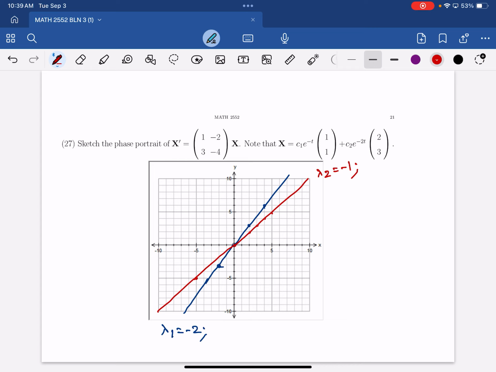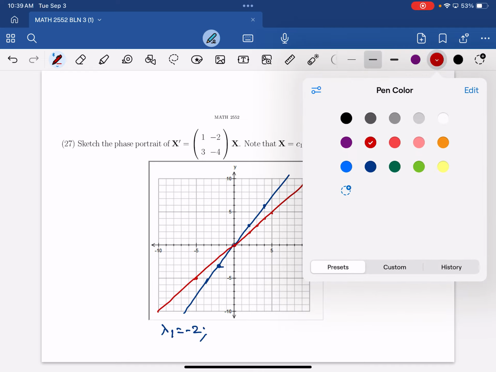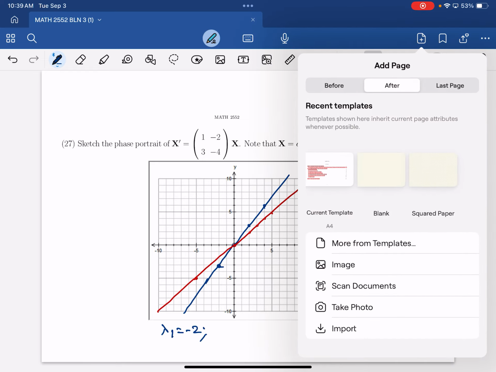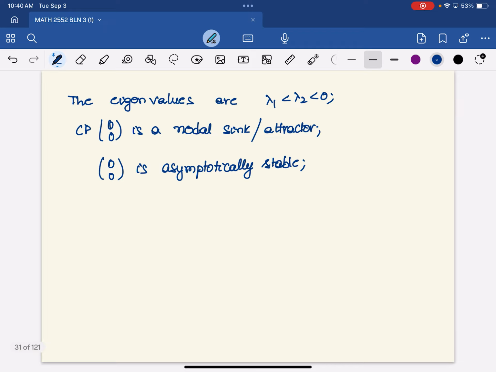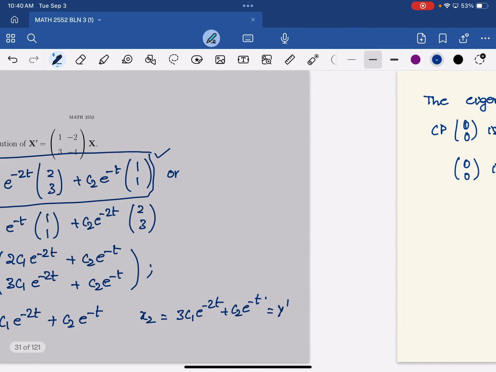So now the other thing that I want to talk about is my general solution, right? If I have x of t equal to c1 e to the negative 2t times the vector 2, 3, plus c2 e to the negative t times the vector 1, 1. Do you agree with me on that? That was my solution, and that was what I was going with, right?